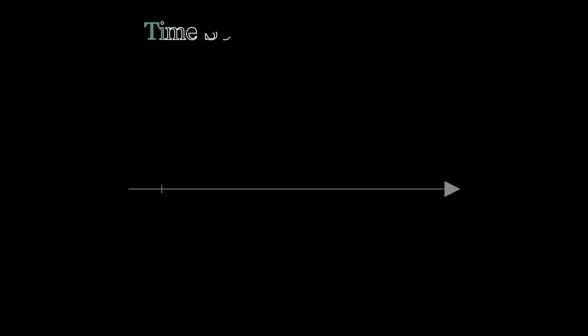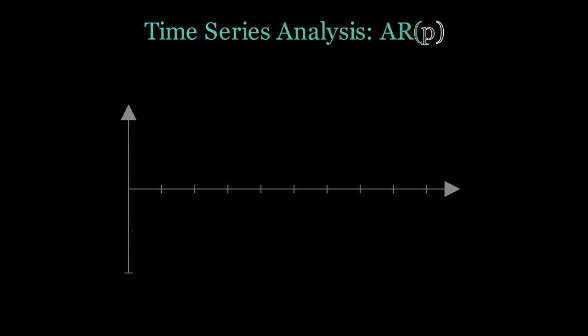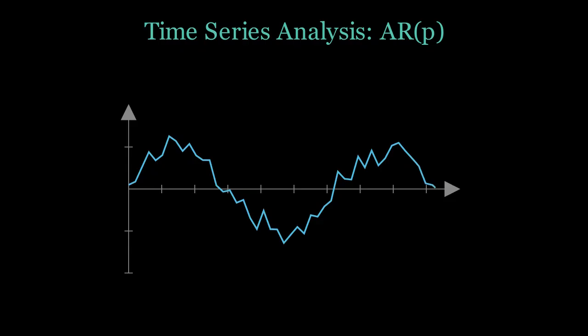Welcome to this deep dive into time series analysis. Today, we are exploring one of the cornerstones of econometric forecasting, the autoregressive model of order p, commonly known as the AR(p) model. Have you ever wondered how economists predict inflation, or how meteorologists forecast tomorrow's temperature based on the last week? The secret often lies in the memory of the data itself.